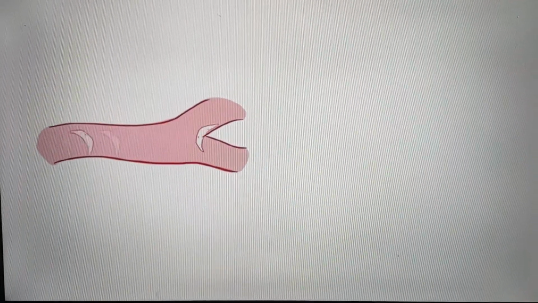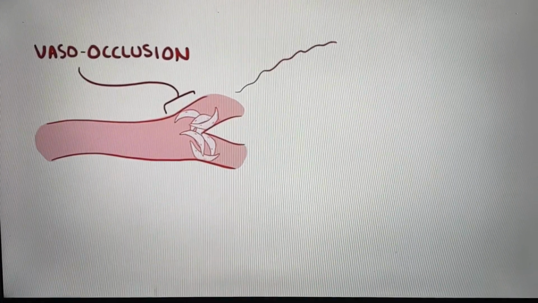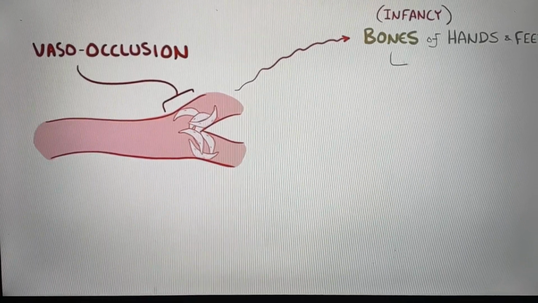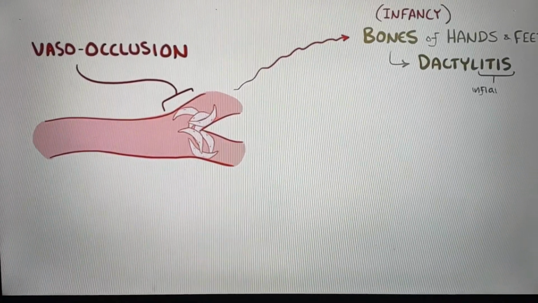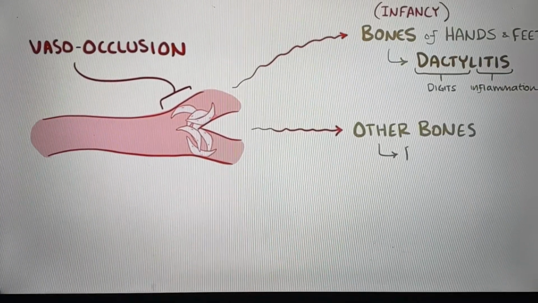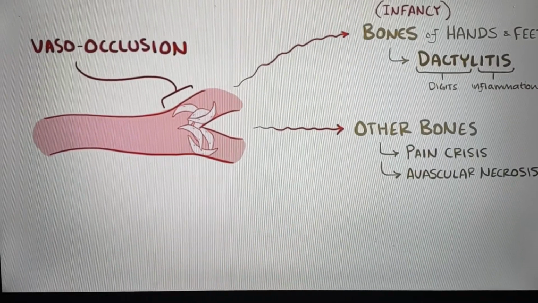In sickled form, red blood cells tend to get stuck in capillaries, called vasoocclusion. Starting in infancy, they can clog up blood flow in the bones of the hands and the feet, causing dactylitis, or swelling and pain of the digits. Later, they get stuck in other bones, causing a sickle cell pain crisis, or avascular necrosis of the bone.